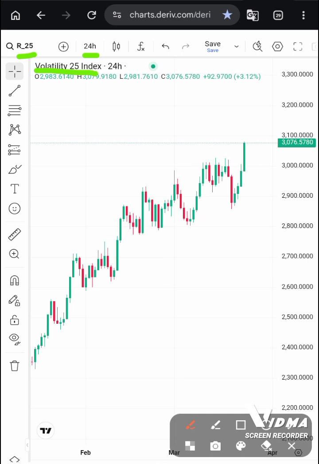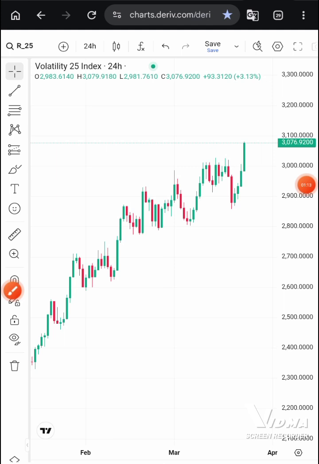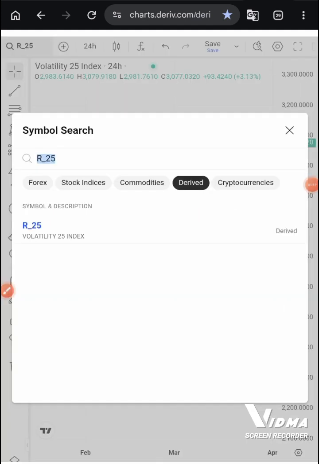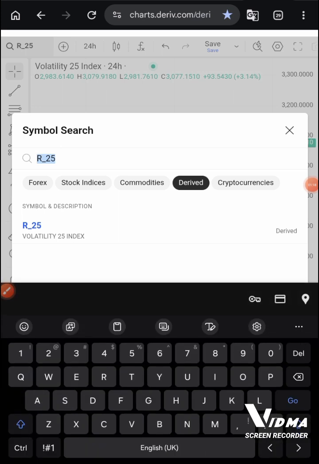So when we now want to search for a different pair, let me just show you. When we now want to search for a different pair, what we will do is we will click there, okay, on the search thing. Then it will give us this R25 highlighted. So what do we do? We backspace on it, okay.